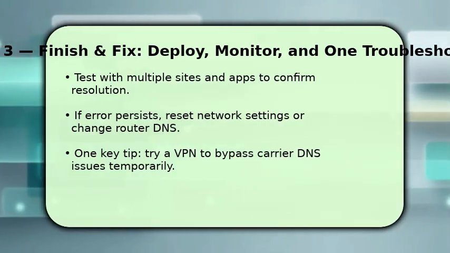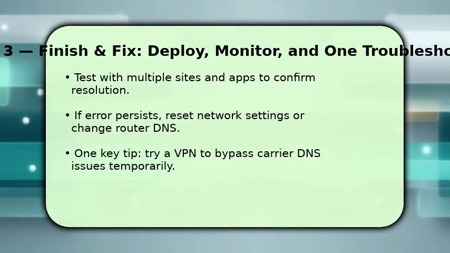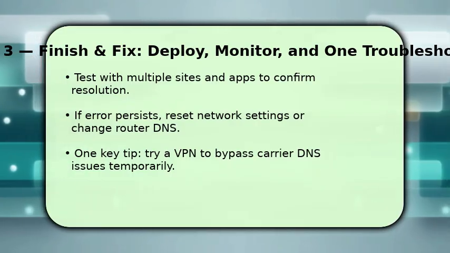If nothing works, use a reputable VPN to bypass a faulty carrier DNS as a temporary workaround. It proves whether carrier DNS is the culprit and keeps you online while you troubleshoot further.